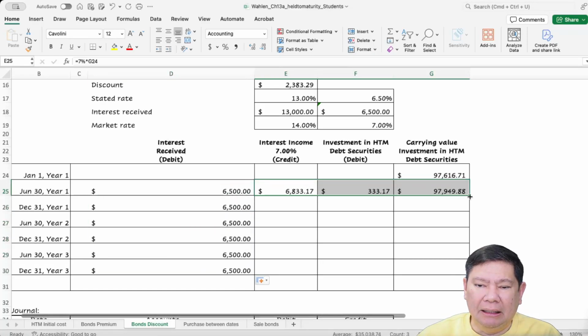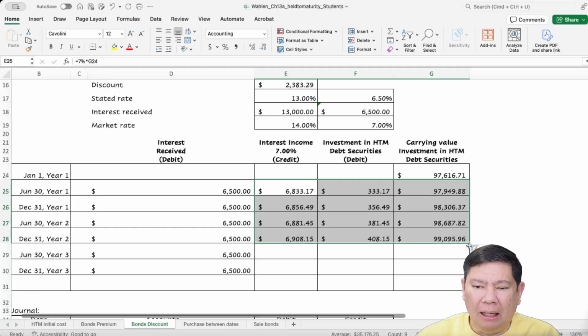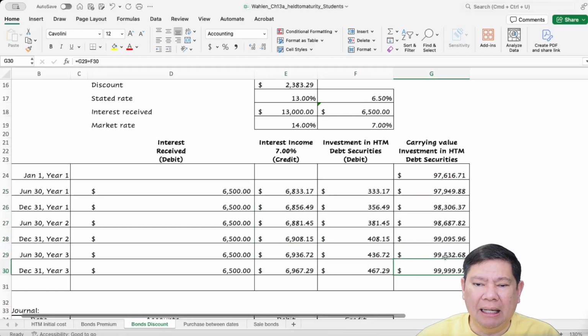Then we can just copy this down for every 6 months. Okay, and then you see that by the end of year 3, there is a rounding difference here. It should be $100,000. Okay.